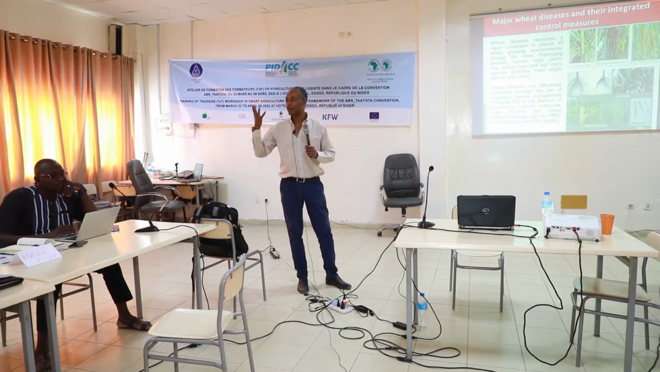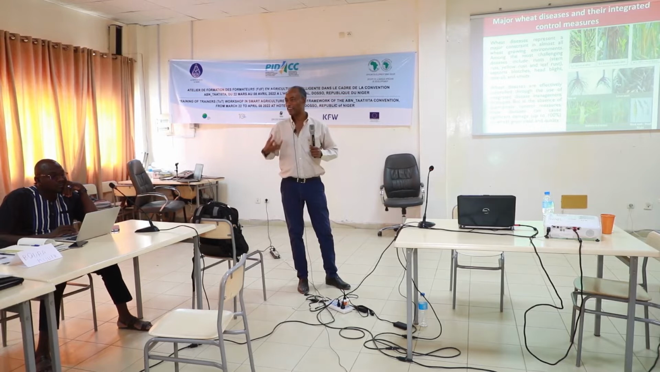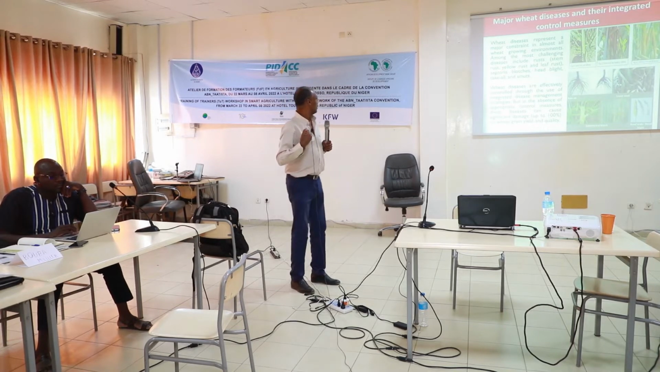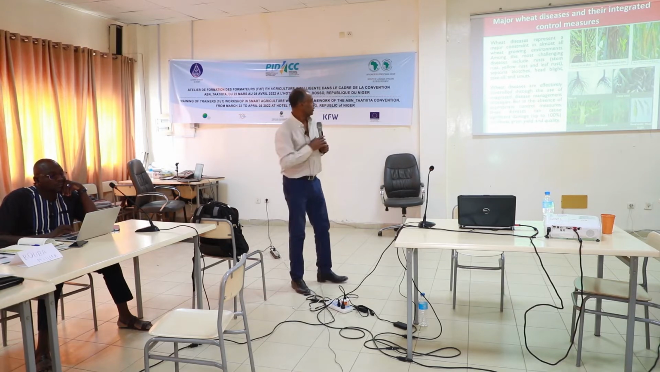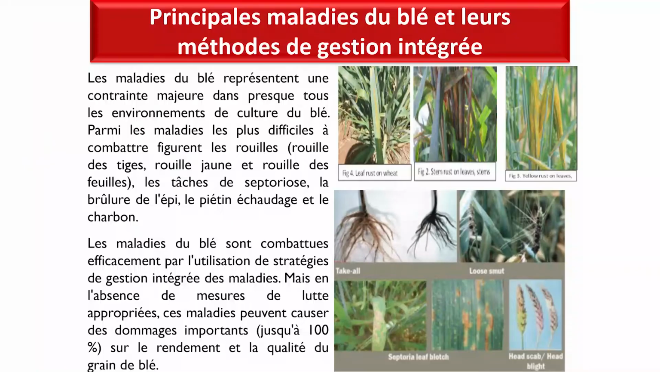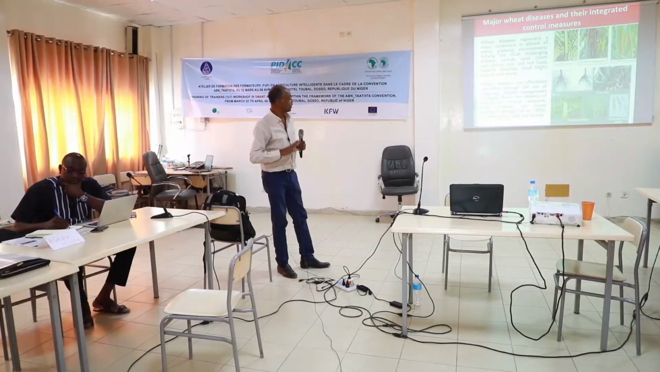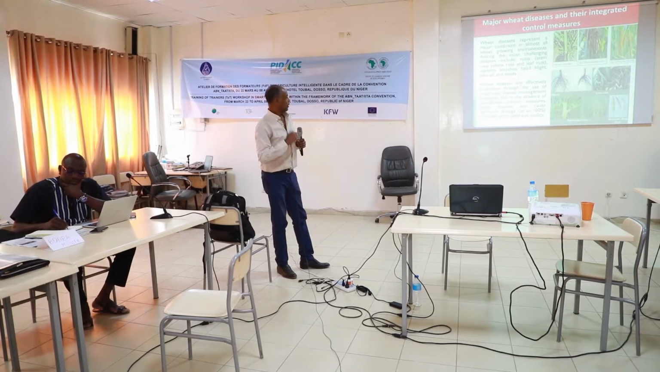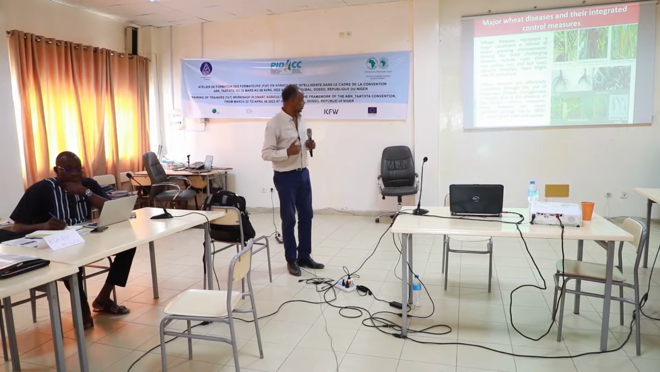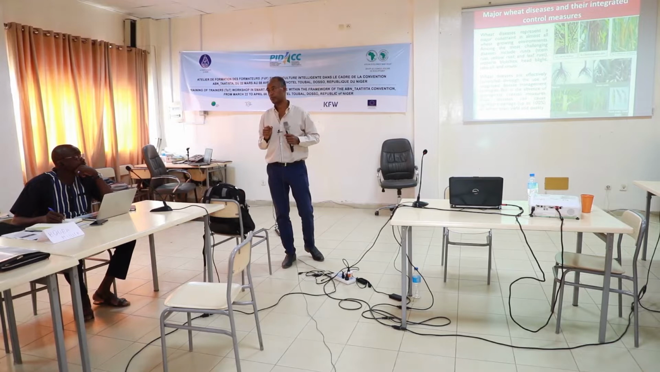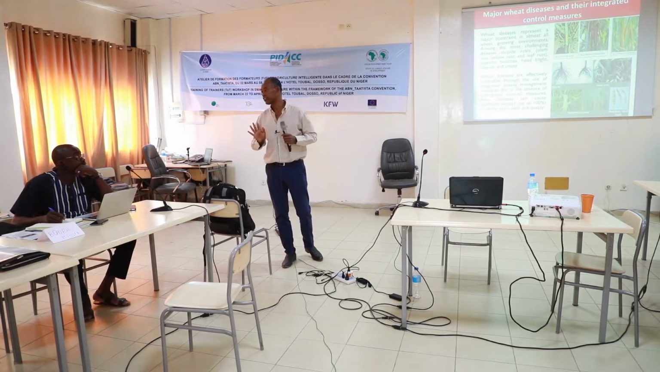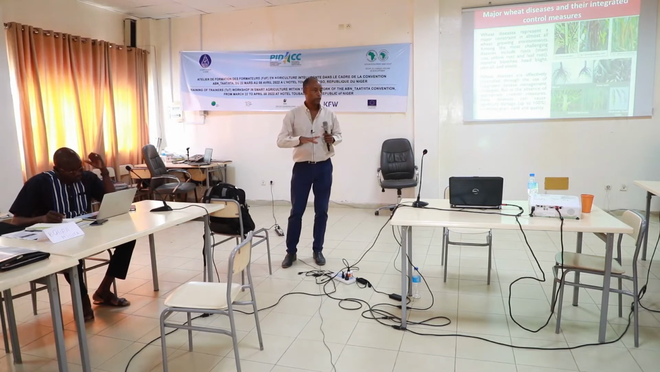You know, disease is for any crop, even for humans. So, among the most challenging diseases include rusts. Wheat rust, you know, can you see here? Wheat diseases are effectively controlled through the use of an integrated disease management strategy. But in the absence of appropriate control measures, you can see this disease can cause 100% yield loss. These are very dangerous diseases. If we don't control them, we harvest nothing.